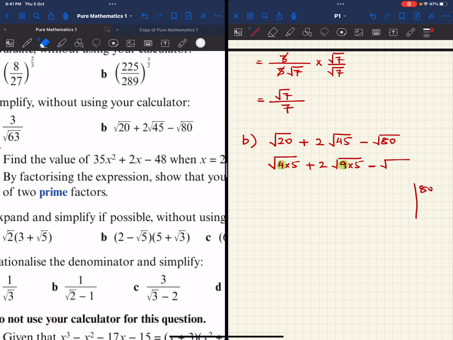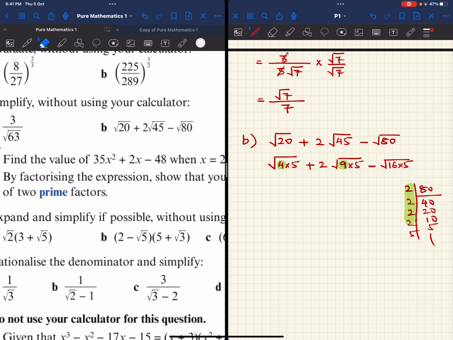let's divide 80. 2 4s are 8, 2 2s are 4, 2 1s are 2, 2 5s are 10, and 5 1s are 5. So how can we have 8 into 5, 40. 8 5s are 40, 2 2s are 4, 4 2s are 8, 8 2s are 16. 16 5s are 80. So 16 is our square number here. So 16 into 5.